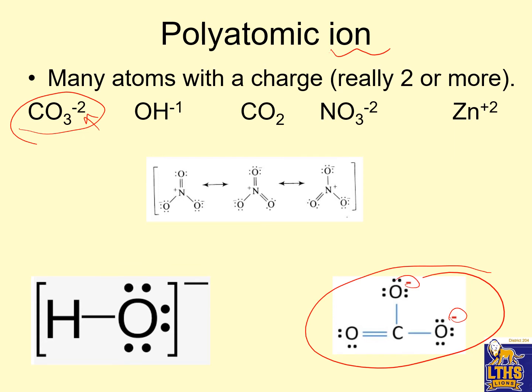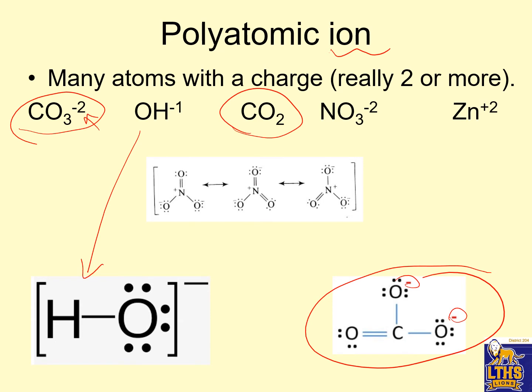substance. OH -1 looks like this. So there's a covalent bond holding the hydrogen and oxygen together, but overall there's an extra electron making it a poly, more than one atom, ion. CO2, that's carbon dioxide. It is not an ion because there's no charge overall, and it's a covalent compound.